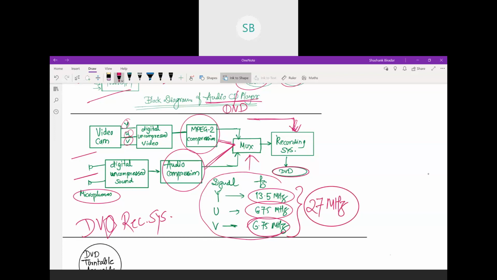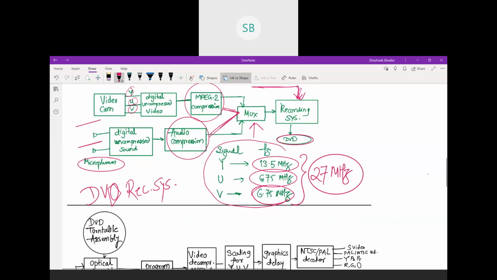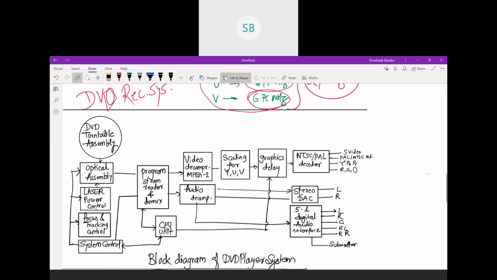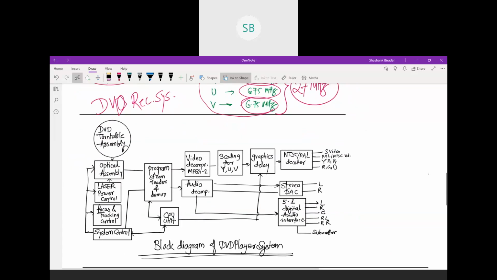Is it correct? Yes. So in a digital recording system, you have the sources first through which you are recording: the video camera and microphone. Then that data is digitized, then compressed, then multiplexed, given to the recording system and written on the disk. So these are the steps.